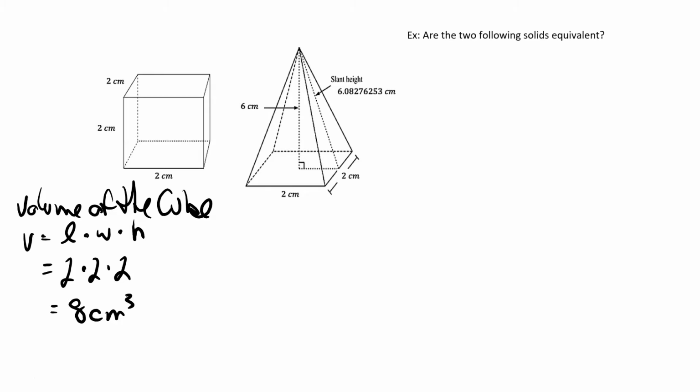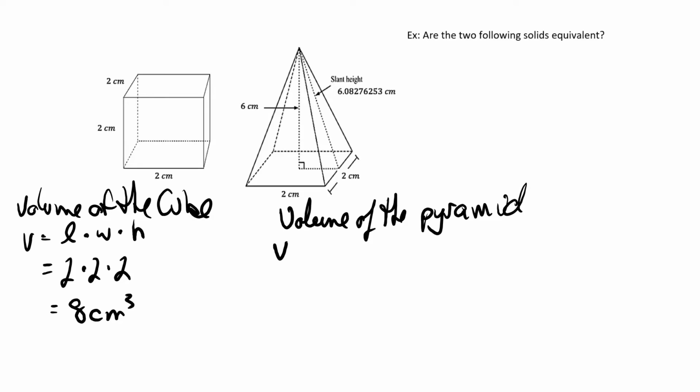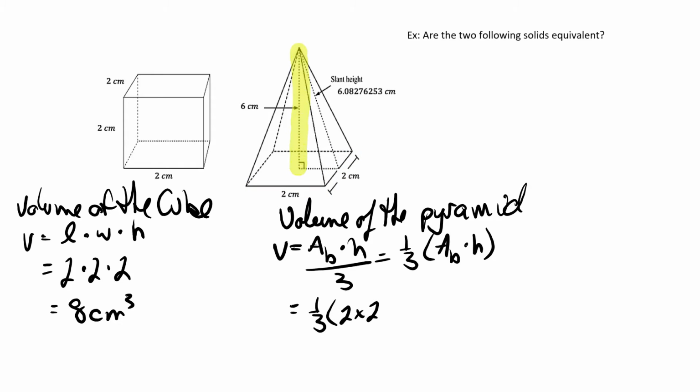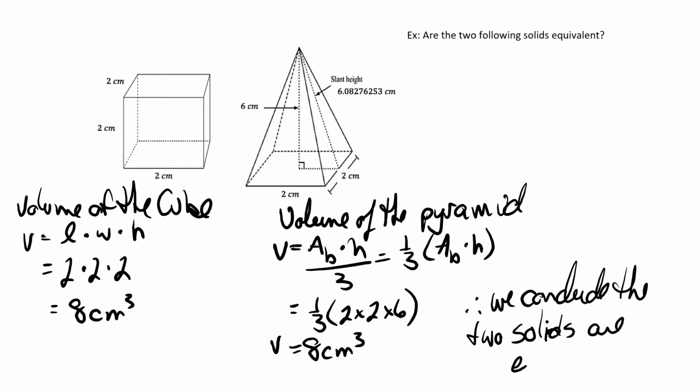The volume of the pyramid tells us that we take the area of the base, multiply that times the height, and then divide it by 3. Or we can say it's 1/3 the area of the base times the height. From the diagram, we can see that the area of the base will be 2 times 2, and the height is 6. Multiplying that out, we show that the volume is again equal to 8 cubic centimeters. Therefore, we can conclude the two solids are equivalent.